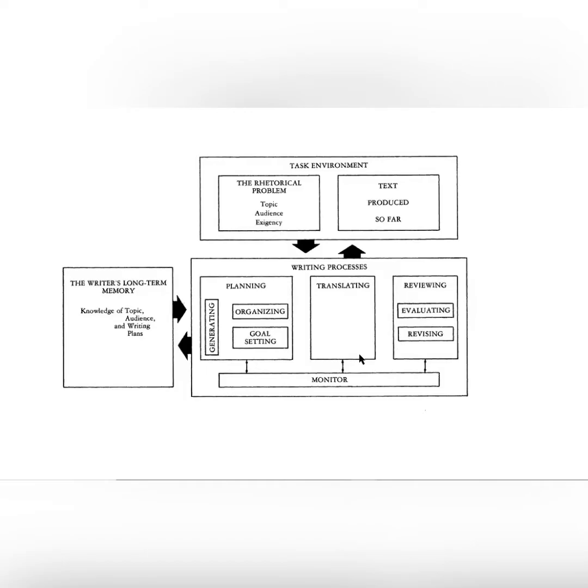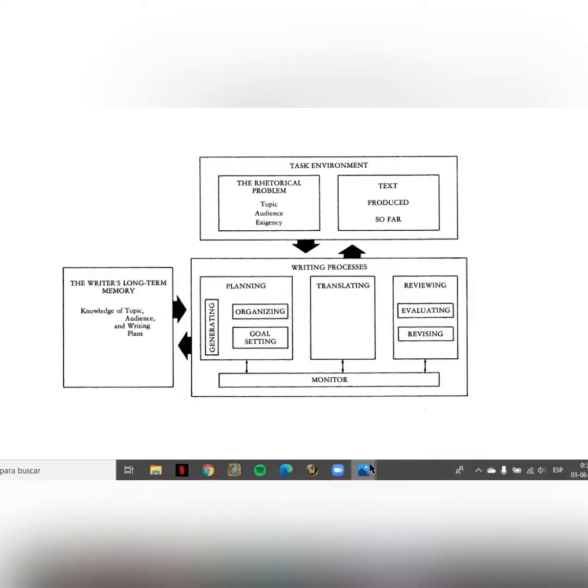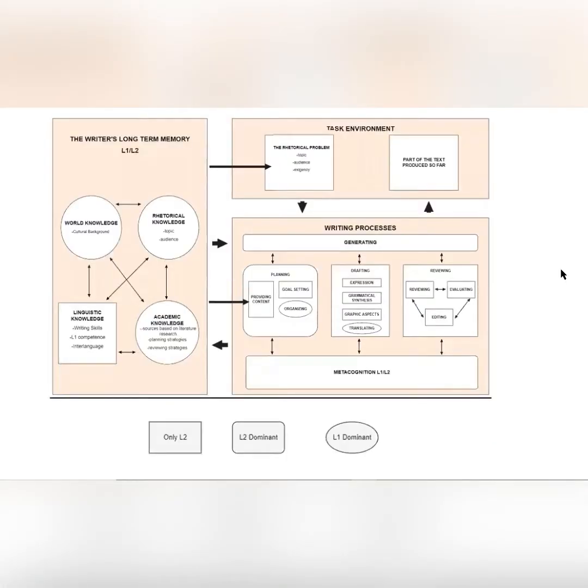Actually, I'm gonna introduce you to our model now. And there it is. Same components: the writing processes, task environment, the writer's long-term memory. But the writer's long-term memory is bigger because now it's also influencing the rhetorical problem. What we know about a rhetorical problem is based on the long-term memory.